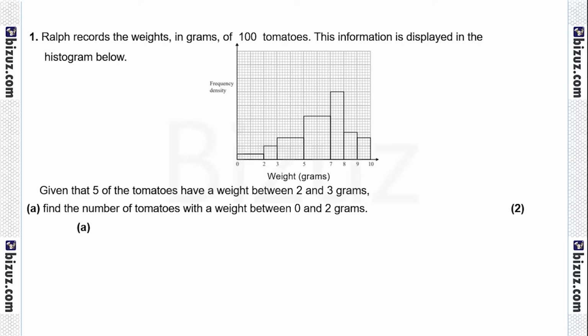All right, hello everyone. So this is the solution to the Edexcel IAL January 2017 S1 paper. Now let's start with question 1.